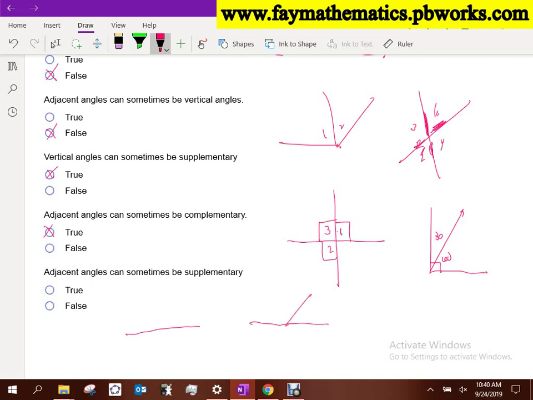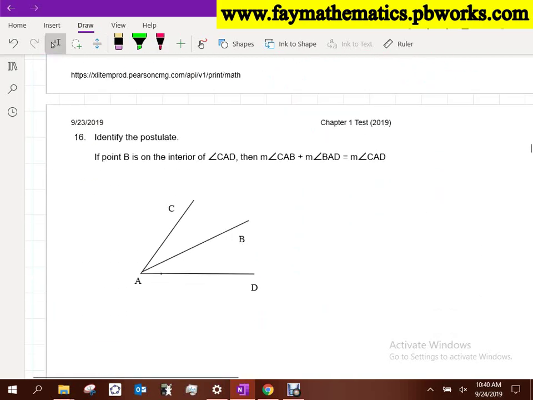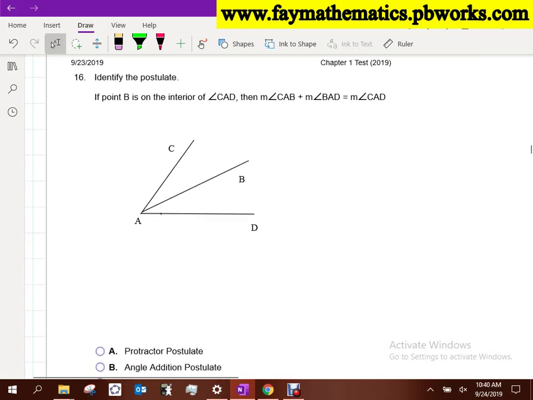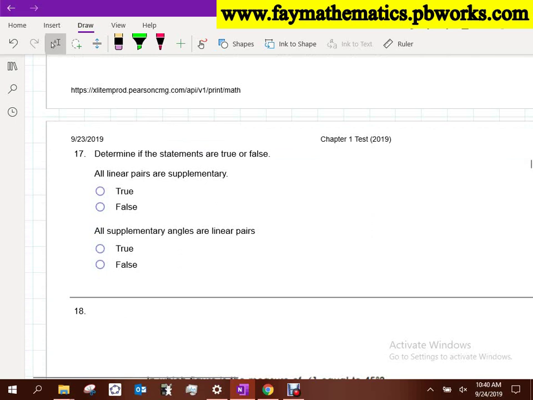If I look at this, that's angle 1, that's angle 2. Let's say this is 40 degrees and this is 140 degrees. They're adjacent, they're supplementary. That's a true statement. Angle addition postulate. All linear pairs are supplementary. That's true. That's the linear pair postulate, which states this right here. That's what it says.